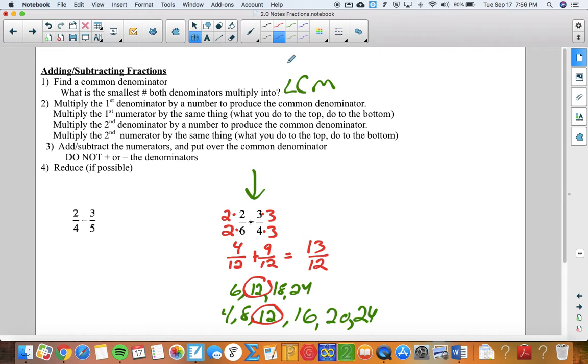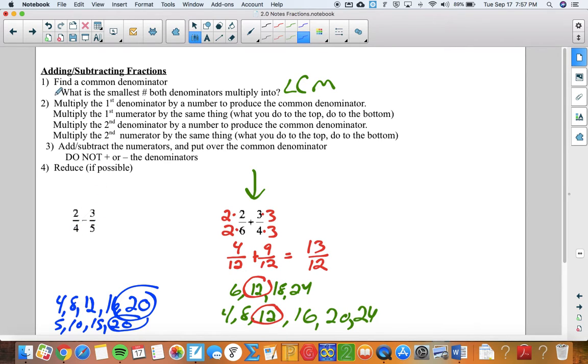All right, let's try subtracting. So we've got to find a common denominator. What number do 4 and 5 go into? Again, you could multiply them together to find a common denominator. It's not necessarily the smallest, so that's why I'm listing out the 4s. Now I'll list out the 5s. Oh, it's 20. 20 is the least common multiple.